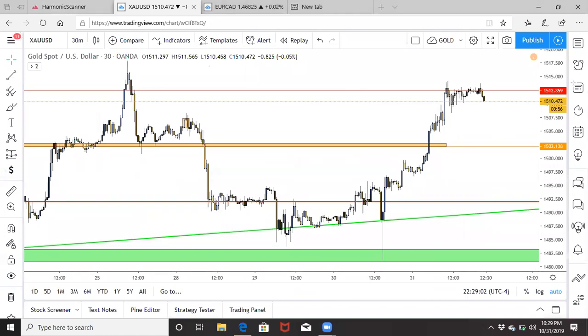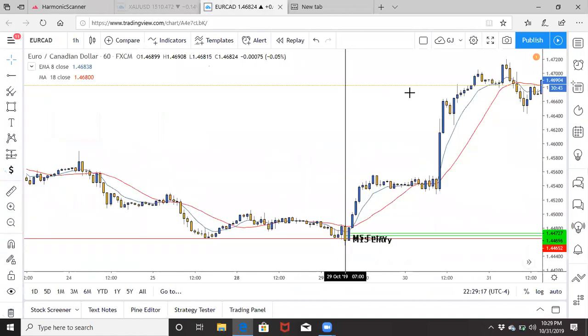Oh my God, gold is falling. Gold is falling. Hope y'all sold gold. We did definitely sell gold. Okay, yeah, we sold gold. Gold is falling.